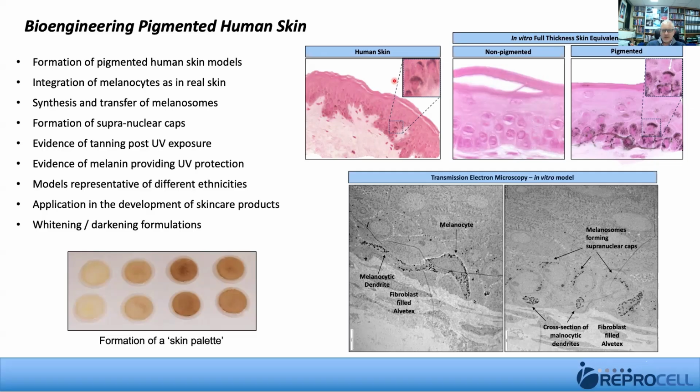We can construct these models using melanocytes from different ethnicities to create a skin palette. And this is of value because then one can begin to explore the differences in skin tone and also generate experiments for testing products towards different groups of the population as appropriate.